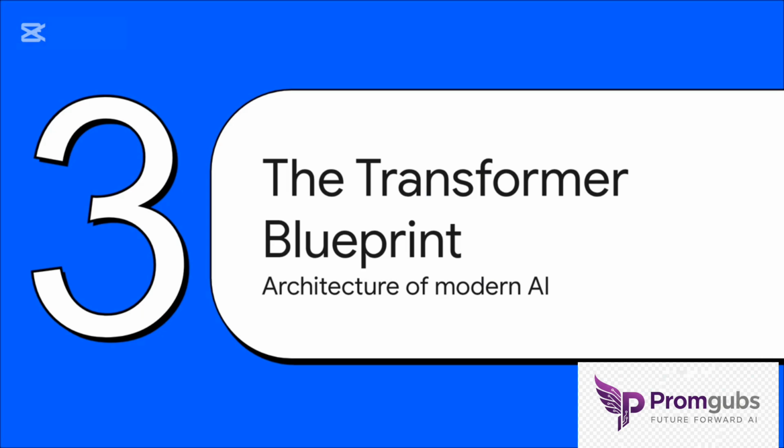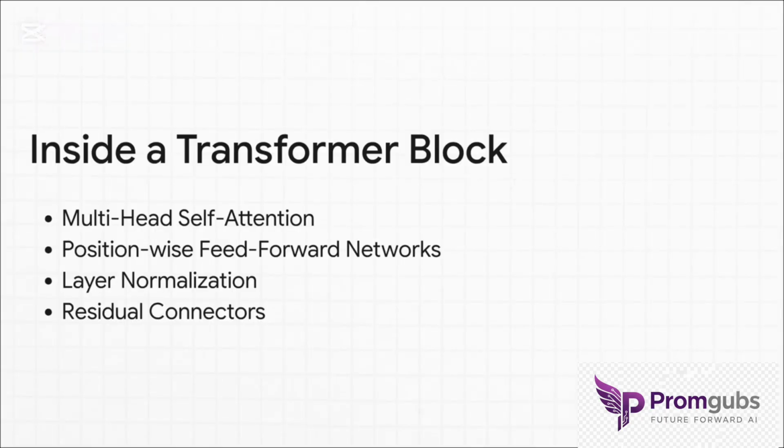Now, this amazing breakthrough wasn't just an idea floating in the air. It became the heart of a brand new architecture. And that brings us to Section 3, the transformer blueprint. This is the design that powers pretty much every major LLM you've heard of today. Okay, I know, this looks like a lot of jargon, but think of it like this. A transformer is built by stacking these basic blocks, like Legos, one on top of the other.